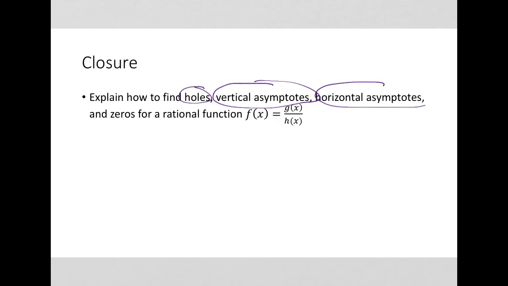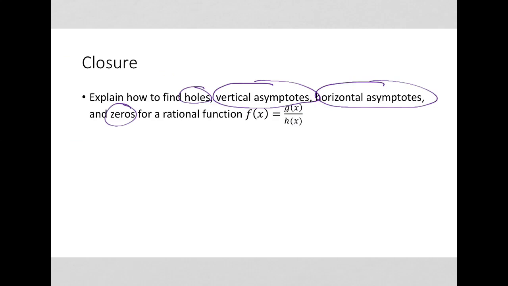Horizontal asymptote, you've got a couple options here. Either the degree of your numerator is the same as the degree of your denominator, and then it depends totally on the coefficients, or the degree of your numerator is greater than the degree of your denominator, and you're going to go up to positive or negative infinity, or the degree of your numerator is less than the degree of your denominator, and you're going to have a horizontal asymptote at 0. And then to find the zeros, all you've got to do is factor that numerator, get rid of the holes, and then whatever's left, whatever makes the numerator 0, will give you your zeros.